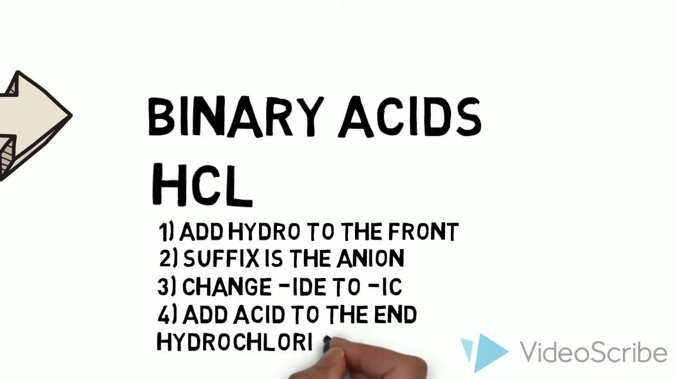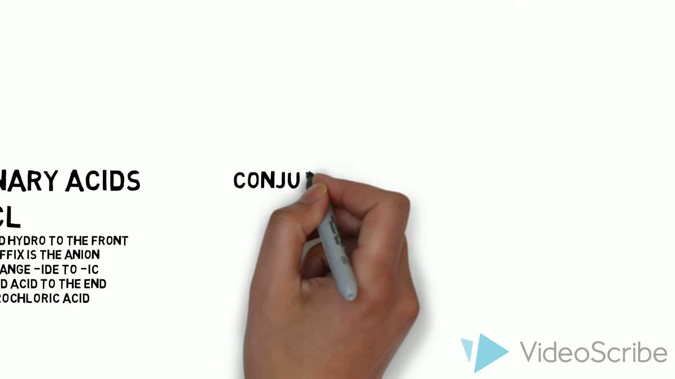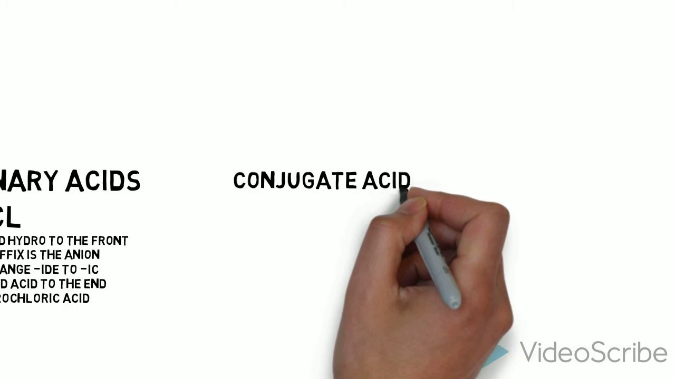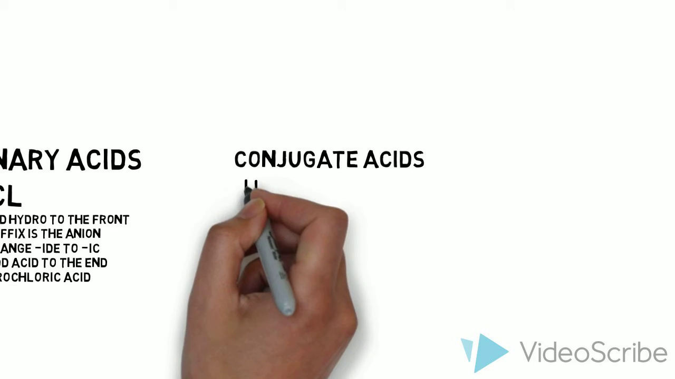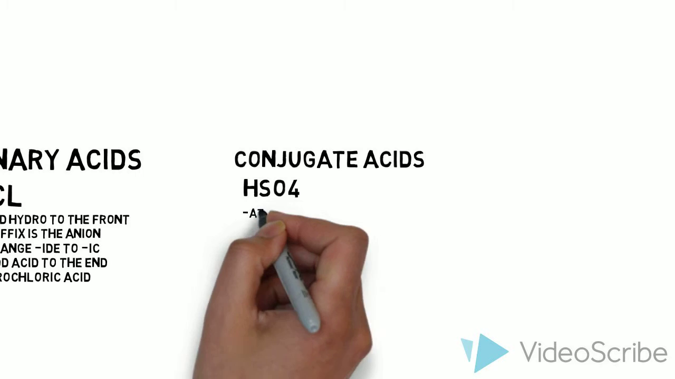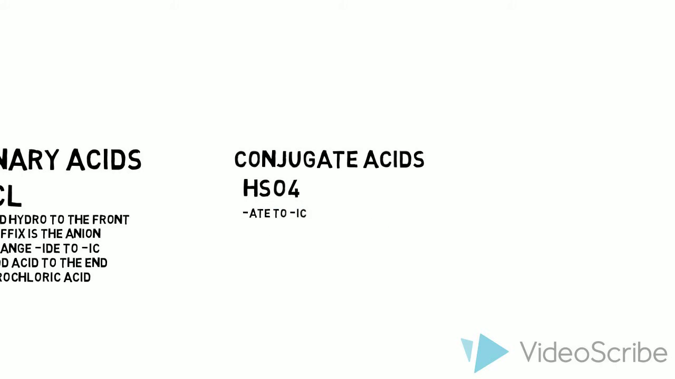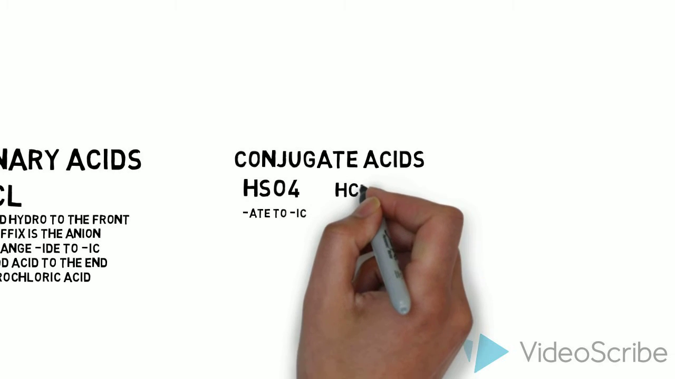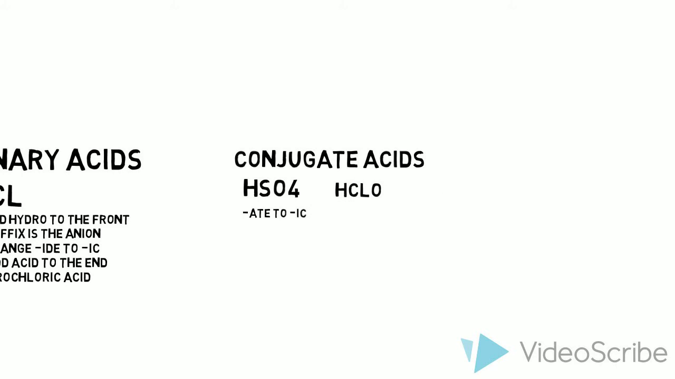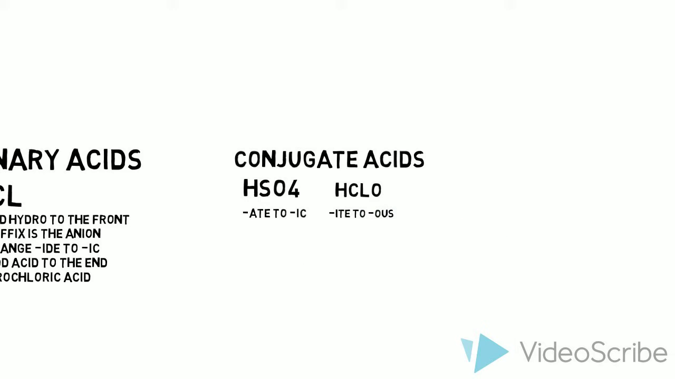Now, the second type of acid is referred to as conjugate acids. These acids normally involve polyatomic ions, such as sulfate or hypochlorite. For example, we have sulfuric acid. Now, since it's sulfate, we change it to ic. But in hypochlorous acid, which has chlorite, we change the ite to ous.